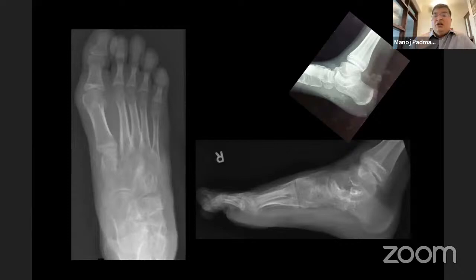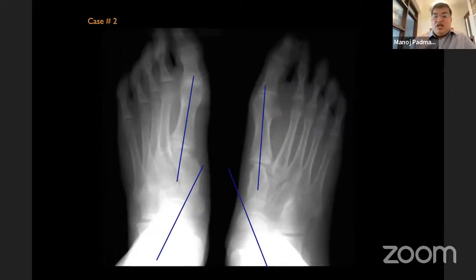That's the picture of the same child further down the line when the wires and plaster casts were removed. You can see that the osteotomy is healed. And in the top picture, you can see how the complete reversal of the arch has happened postoperatively in comparison to the preoperative picture.